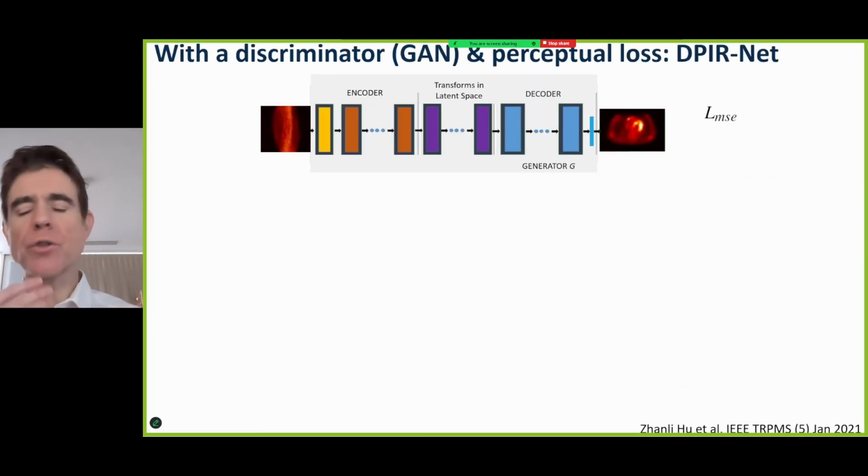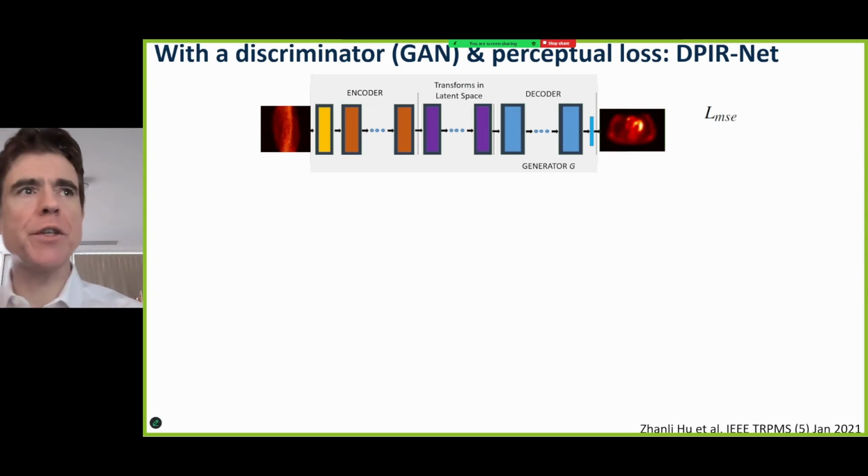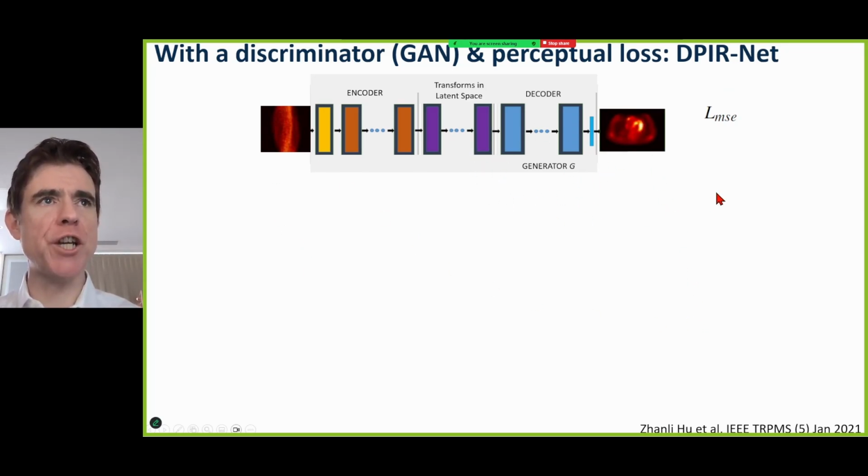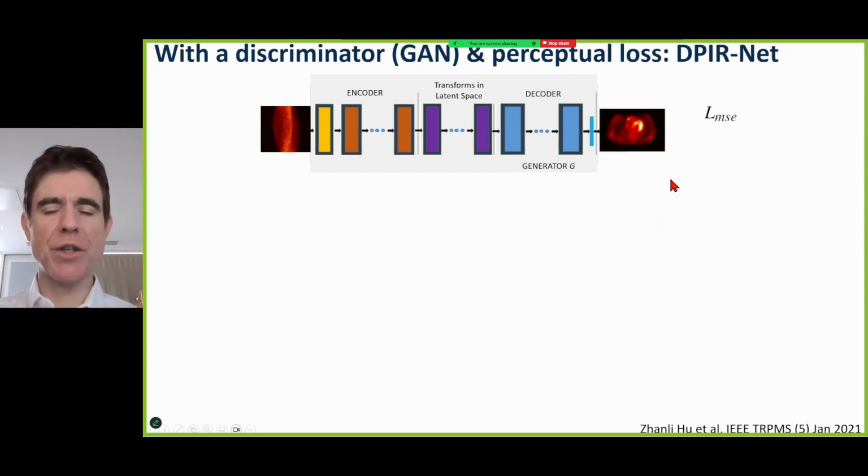There was a variant on this, just to briefly touch on. Zhanli Hu et al., a couple of years later, took on that same convolutional encoder decoder architecture, used the same mean square error loss function to map from a sinogram to an image. And if you like, that is a generator network. I prefer to view the decoder as the generator network.